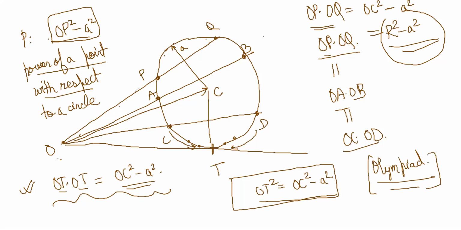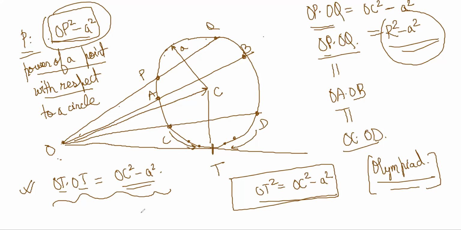Okay. So what we have learned is, from a point, if you draw a line which cuts the circle at 2 points, the product of the distances from that point to those 2 points will always be equal to the point-to-center distance square minus radius square. And that is called the power of a point P.